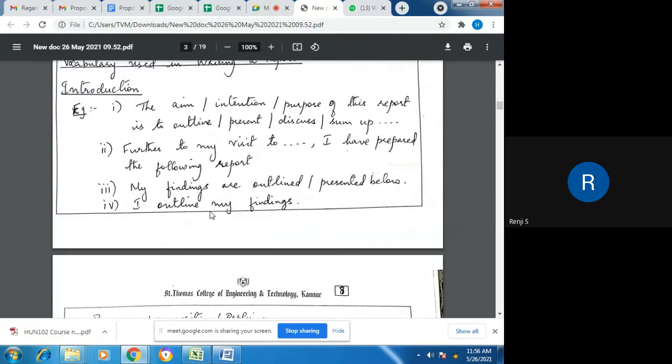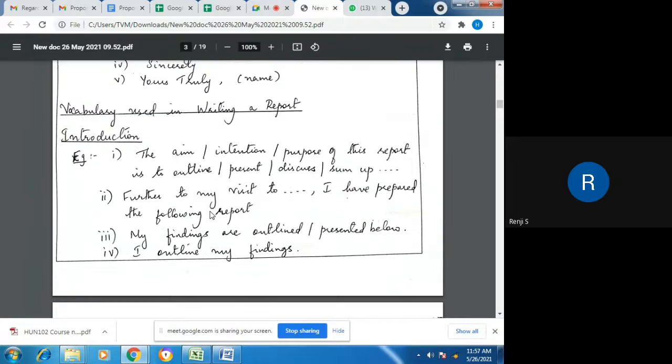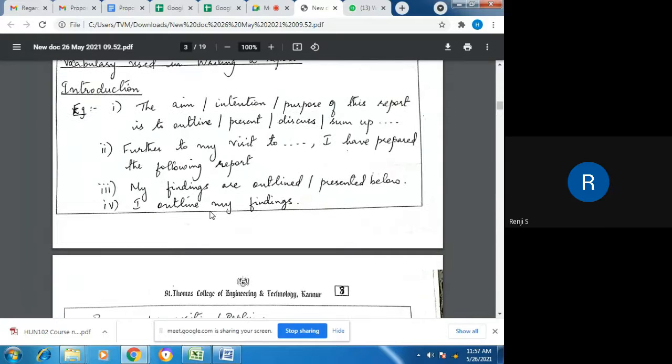So, in a report, what are the sentences that we can use when writing? What is the vocabulary that we can use when writing a report? First is an introduction. Every report will have an introduction. So, in the introduction section, what are the sentences that you can add to improve your writing, to make the report more appealing to the reader? How can you start the sentences in an introduction part?